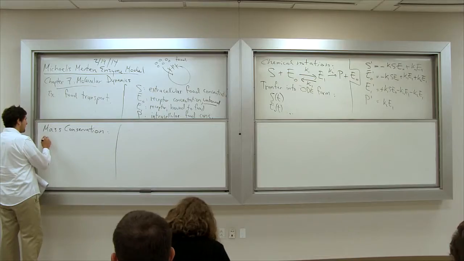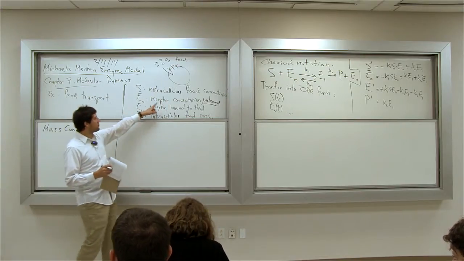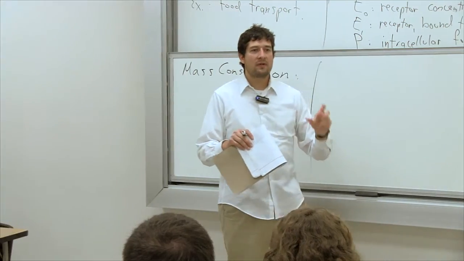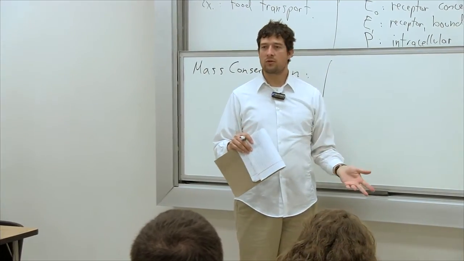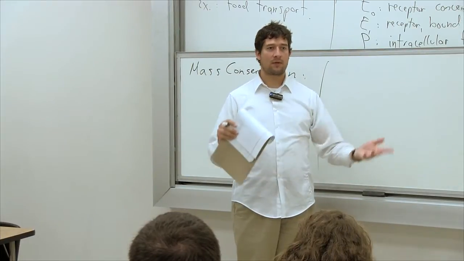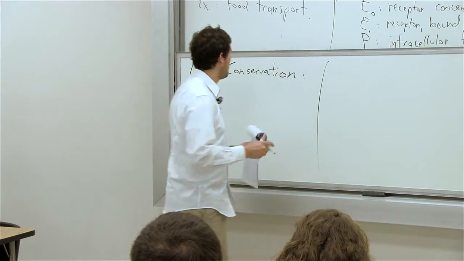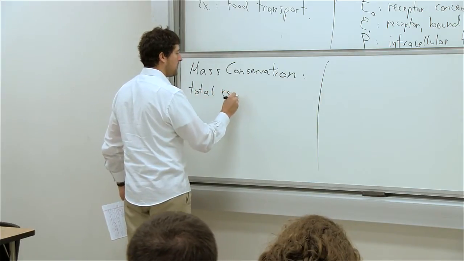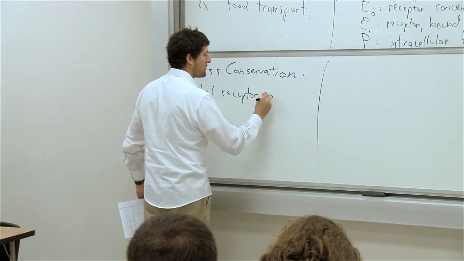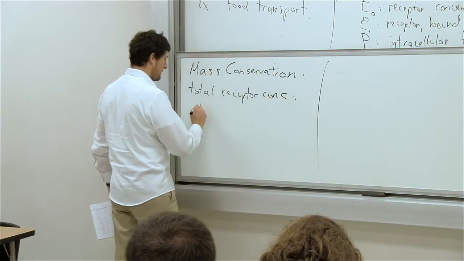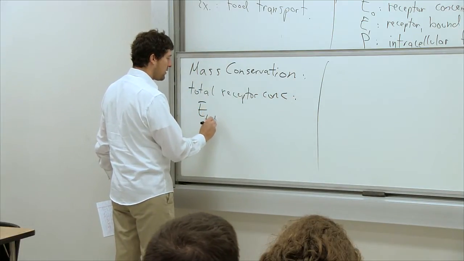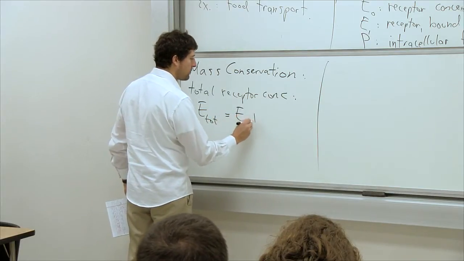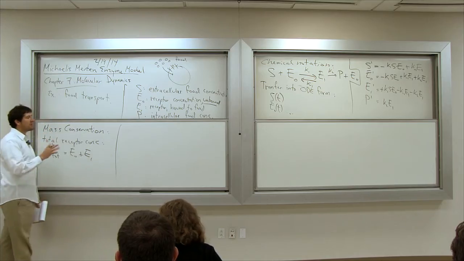So let's try and write down what we mean by mass conservation in this case. There's two types of receptors. There's receptor bound to the food, and there's the receptor unbound. So what will be the total receptor concentration, counting everything? Okay, so total receptor concentration, we're going to call this E tot, is equal to E0 plus E1.